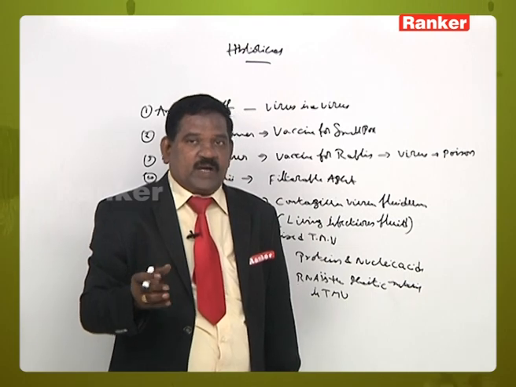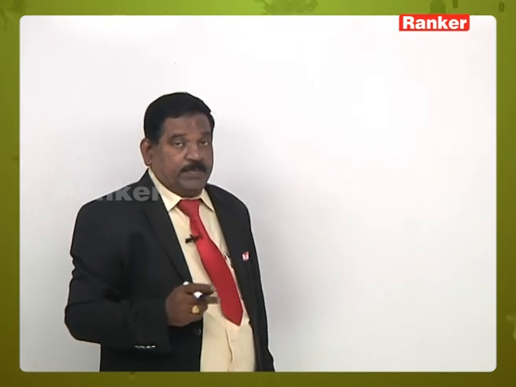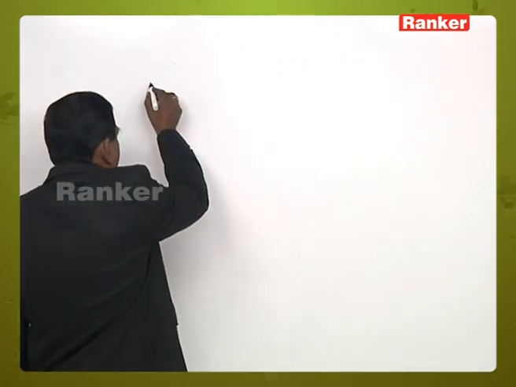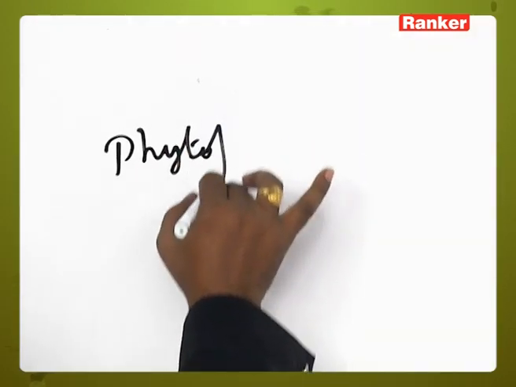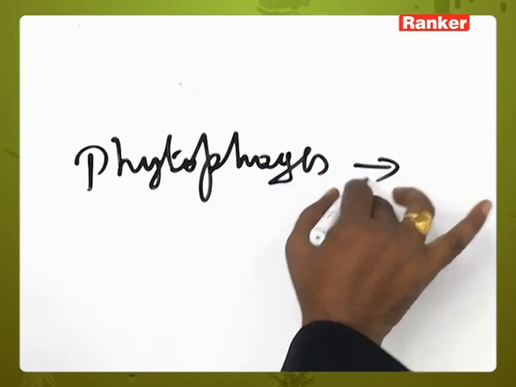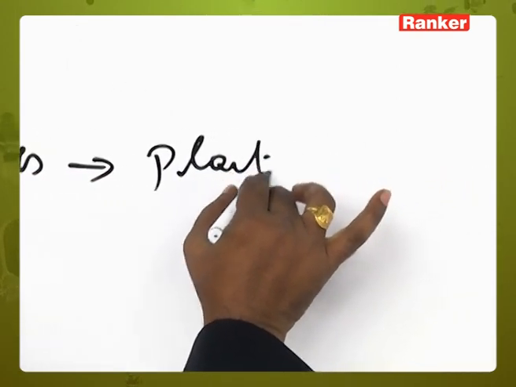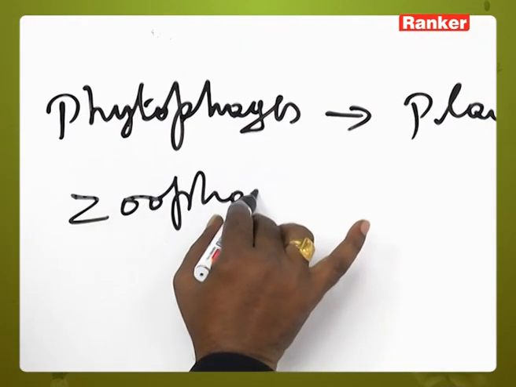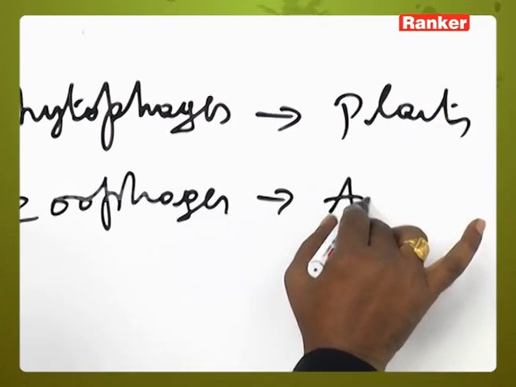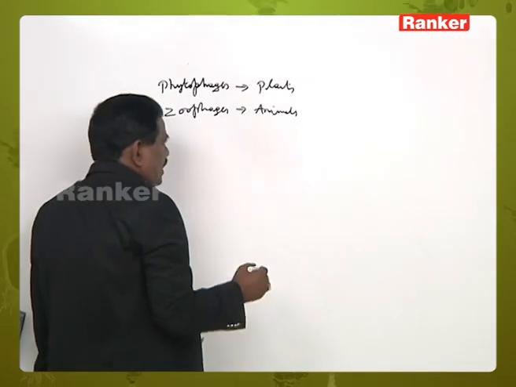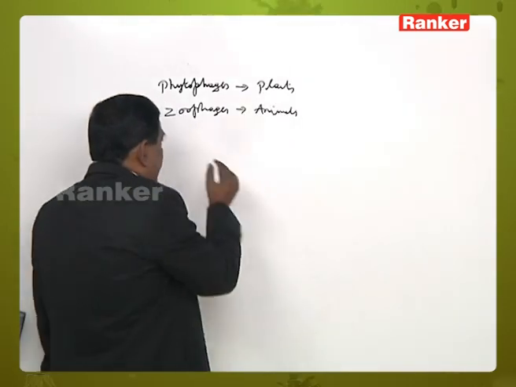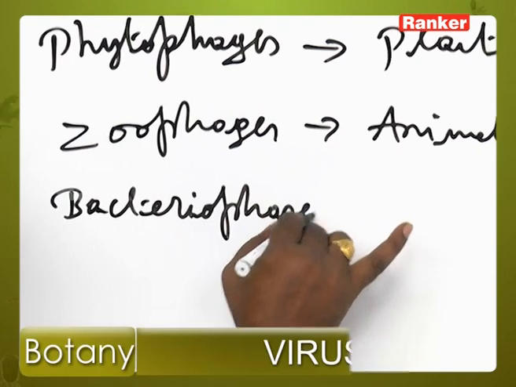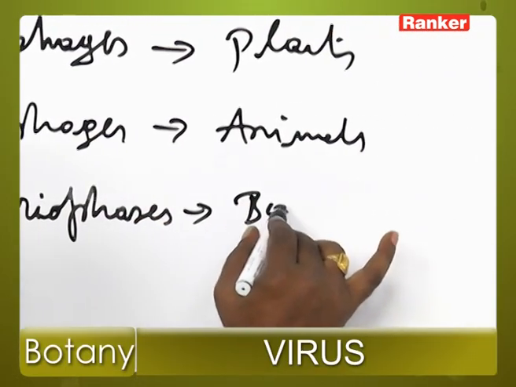Based on the type of host, viruses are of various types. Viruses which attack plants are phytophages. Viruses which attack animals are zoophages. Viruses which attack bacteria are bacteriophages.